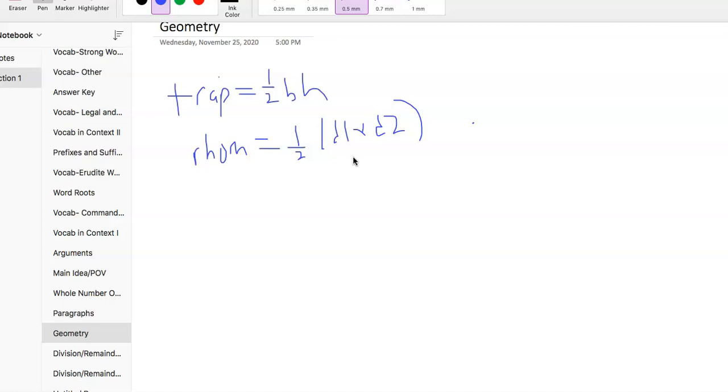So we want to be familiar with those 4. Again, area of a trapezoid, 1/2 base times height. Area of a rhombus, 1/2 times the 2 diagonals, d1 times d2. Area of a parallelogram, base times height. Perimeter of a parallelogram, 2a plus 2b. So there are a few formulas that we got to be familiar with here for geometry, and hopefully this video has helped you out.